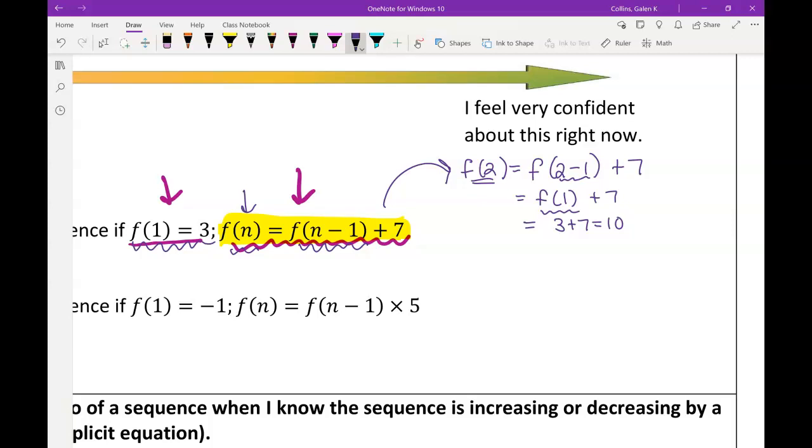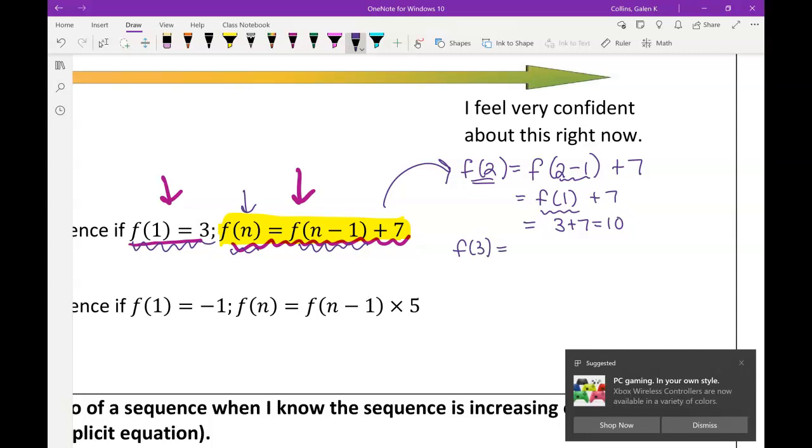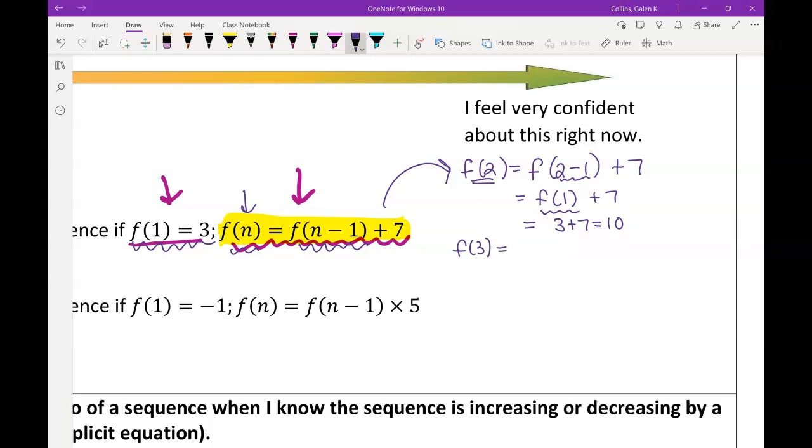So now when I want to find my third term, I'll do f of 3 equals, oops, I don't need a PC game, that's just coming up on my computer.